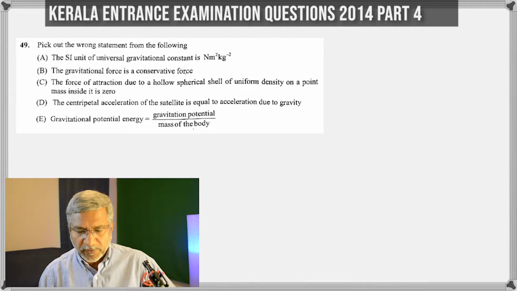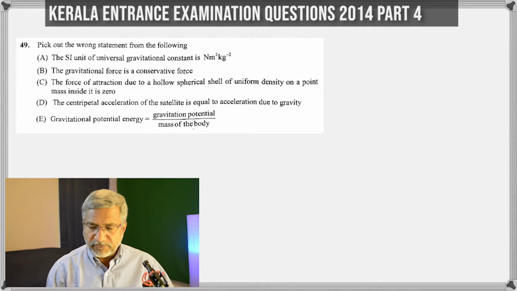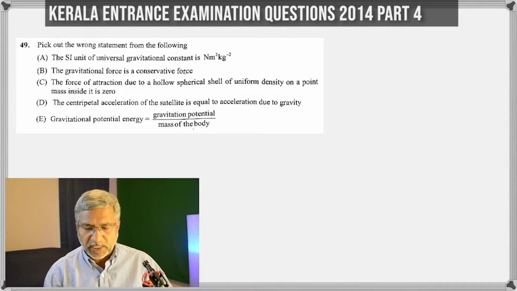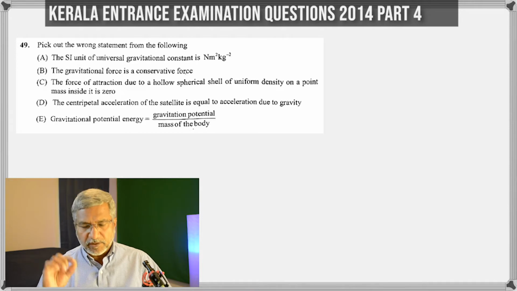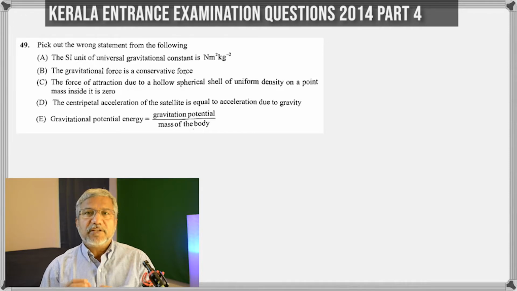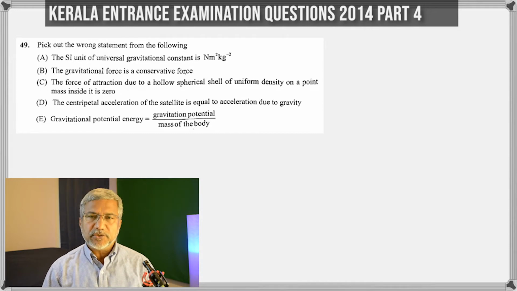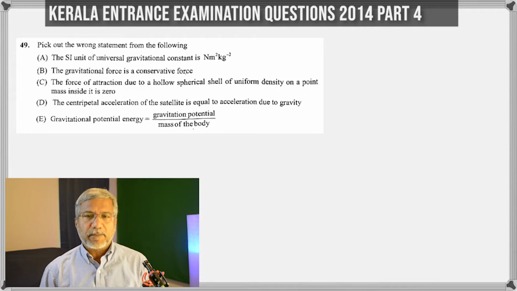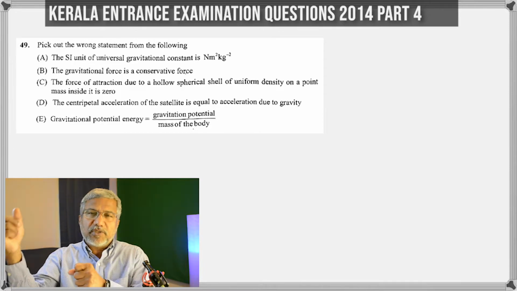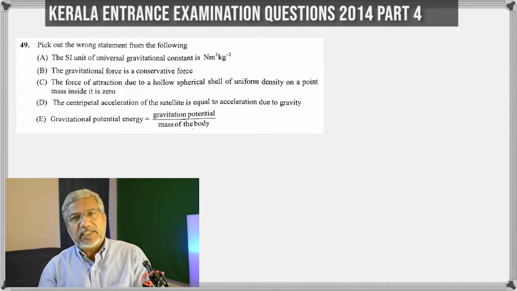So that is correct. The force of attraction due to a hollow spherical shell of uniform density on a point mass inside it is 0. That is correct. Inside a hollow spherical shell, there is no gravitational force, so it is 0. D. The centripetal acceleration of the satellite is equal to acceleration due to gravity. That is also correct.